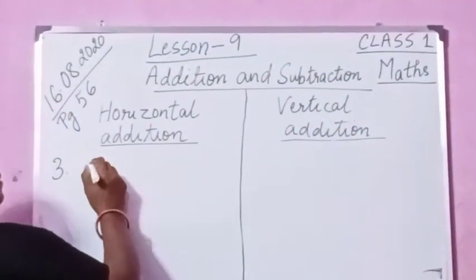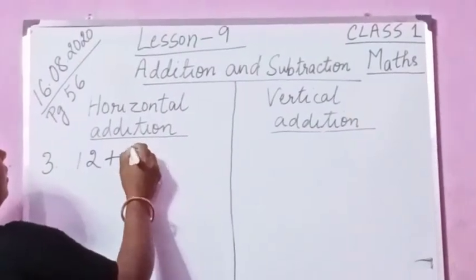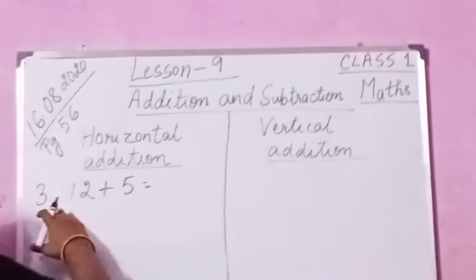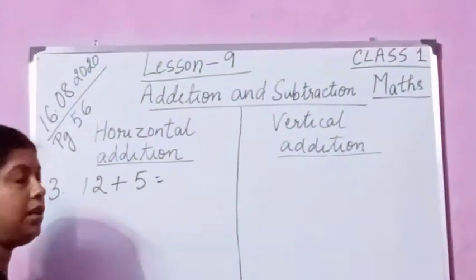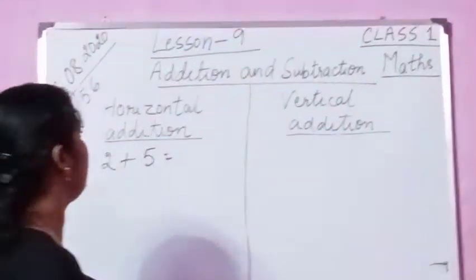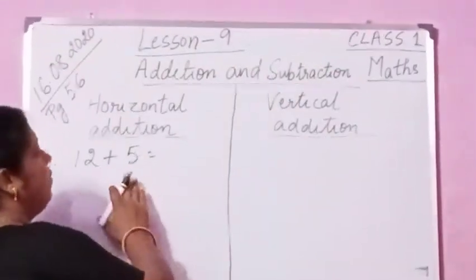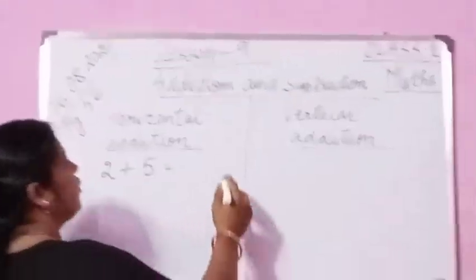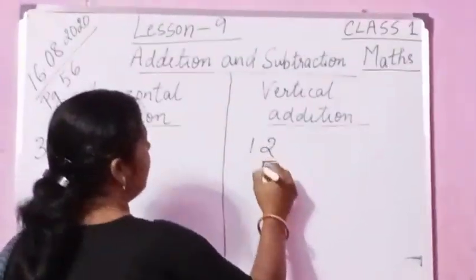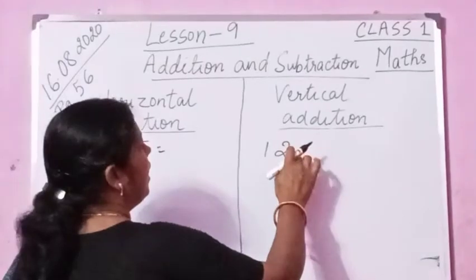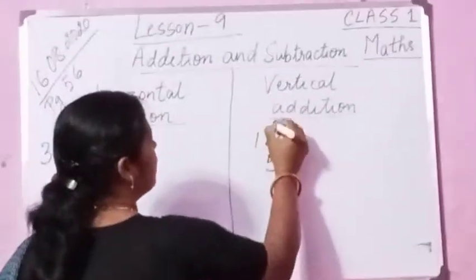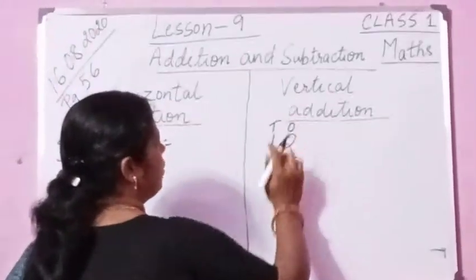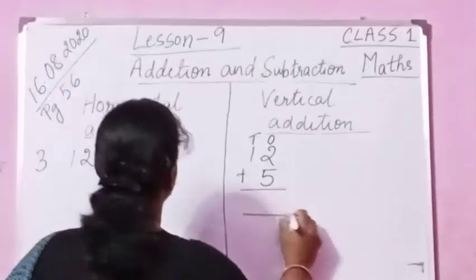Number 3 is 12 plus 5. This we are writing in a horizontal way, or you can say in an even way, flat way, straight way, whatever you say. And vertical also we are going to write 12 plus 5. Now you see here 2 digits are there in 12, so one is ones, one is tens. For ones you write O, and for tens you write T. In this way you write.